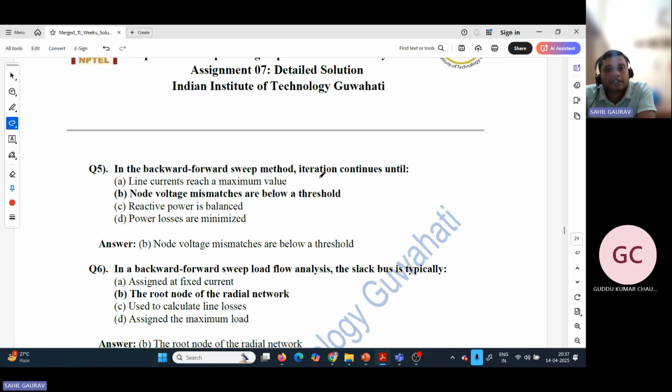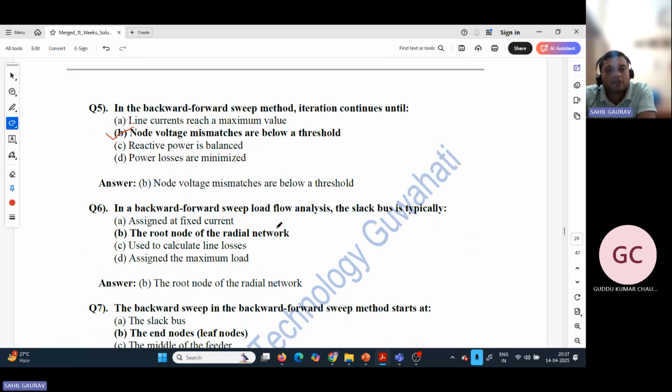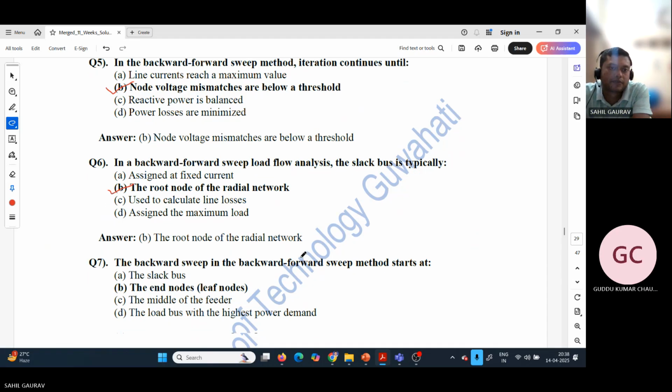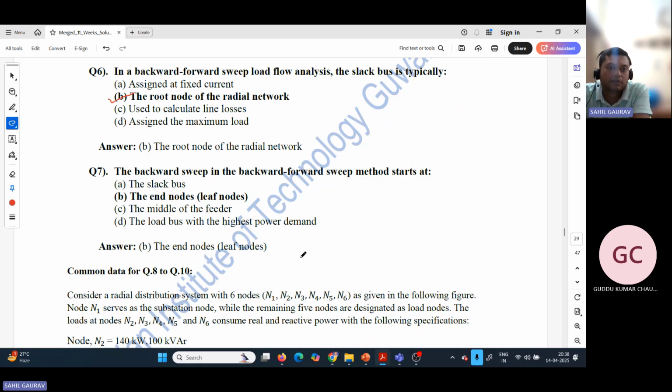Here it is asking that the iteration continues until the node voltage mismatches are below a threshold, a tolerance value. In a backward forward sweep load flow analysis, the slack bus is typically the substation node or root node of the network. The backward sweep in the backward forward sweep method starts at the end nodes.